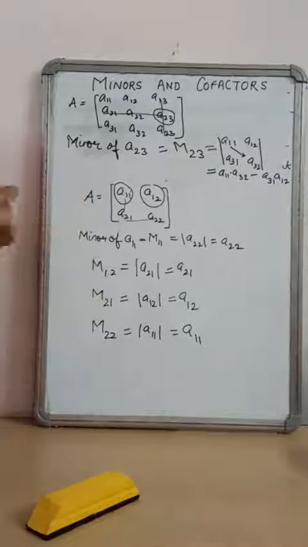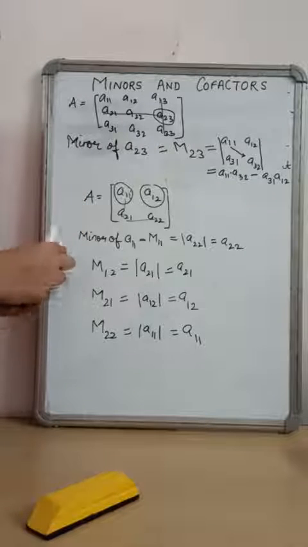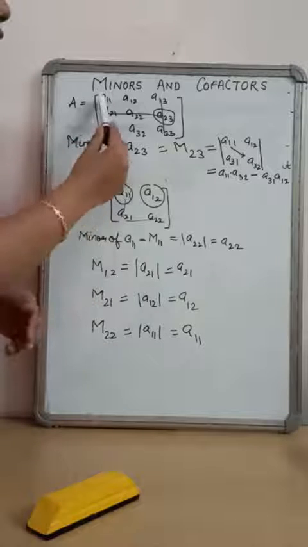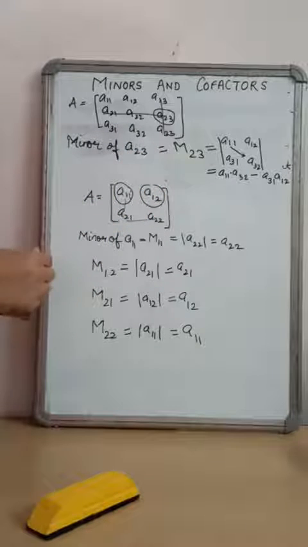So this is how you will find a minor if you have a 3 cross 3 matrix, and in 2 by 2 it is very simple. So this is how we can find the minor of any of the 9 elements. I hope it is clear to you.